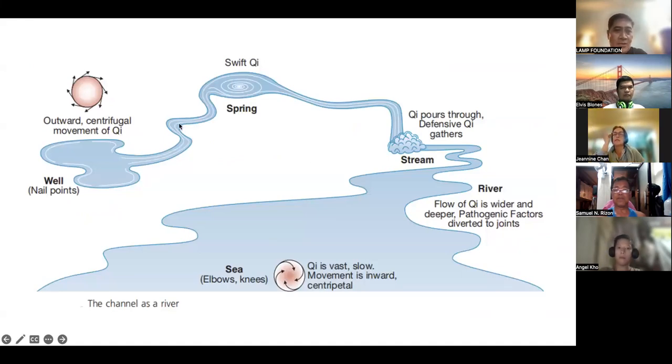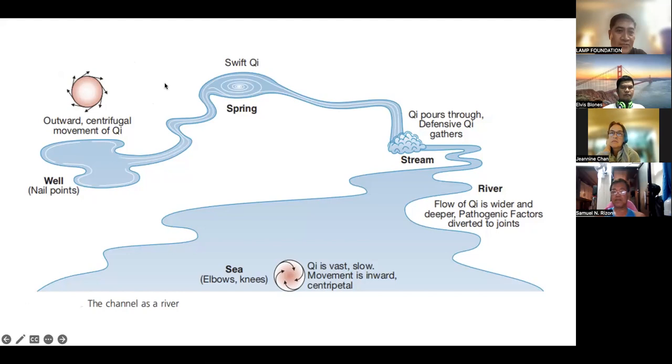So another one is looking at the channel as a river. Dito sa well points, which are in the nail, ang movement ng chi is outward. So outward is centrifugal, palabas. And then it becomes more swift pagdating sa spring. And then sa stream, the chi will pour through, and dito po nag-gather ang defensive chi. That is why if meron tayong pathogenic factor na pumasok sa atin, we always look at the stream points, the Shu stream, to actually help us out.